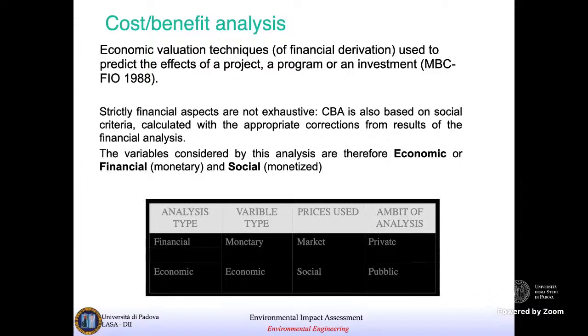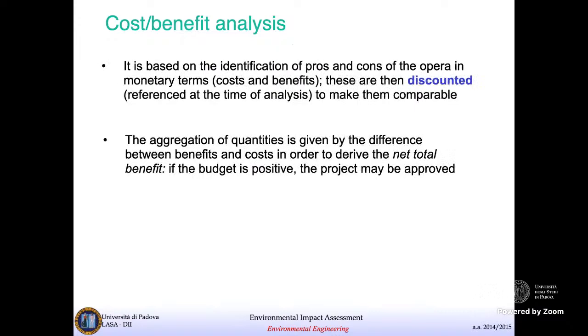So this is why I will introduce briefly that we shall employ ecosystem services evaluations also in monetary or monetizable terms, in order to provide cost benefit analysis for impacts on ecosystems. Cost benefit analysis is based on identification of pros and cons of an operation in monetary terms, so-called costs and benefits. Costs are, if you want, the cons, and benefits are the pros.